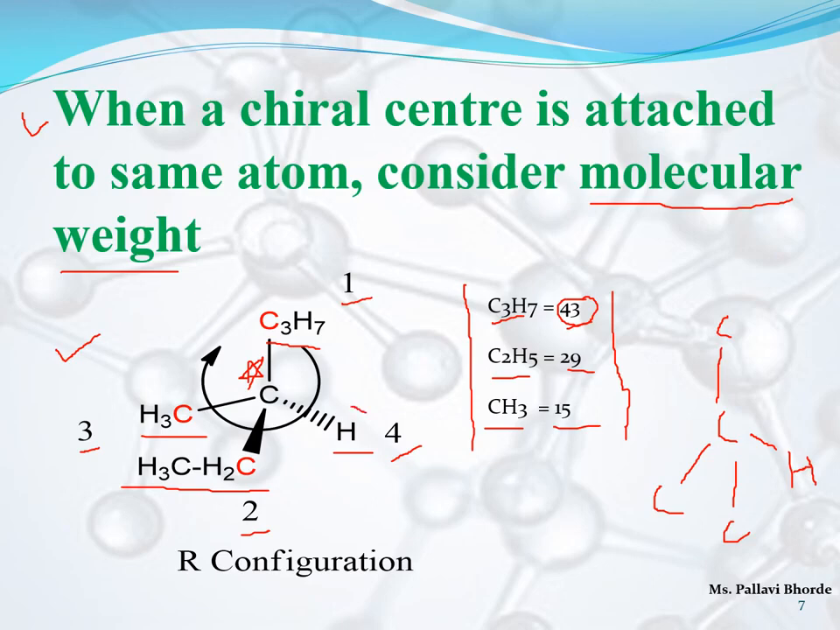But how will you confirm the answer? Again by looking at 4th priority group. So this is below the plane. Yes, it is below the plane, and the direction of moving arrow is clockwise. So your answer is, this molecule is having R configuration. This is the special case which we have discussed.